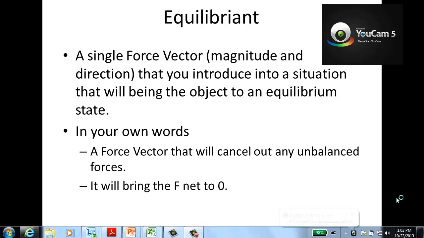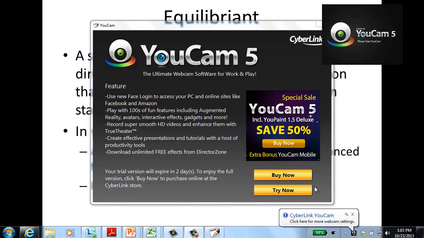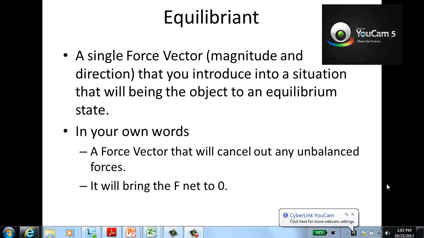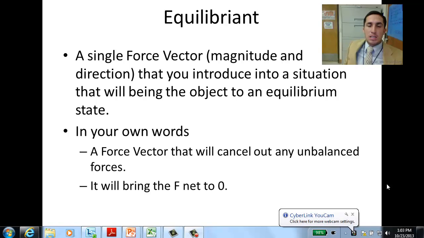Hey, how's it going? Figured we'd make a new slide today, our first one, and we'll go ahead and talk about Equilibrant. Alright, so I figured I'd get dressed up for this one, that way I don't look too sloppy. Where's my marker?